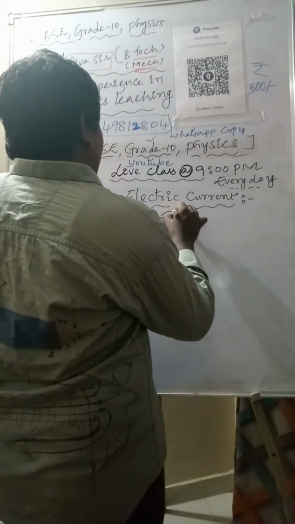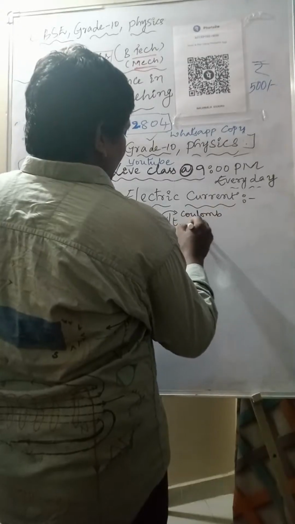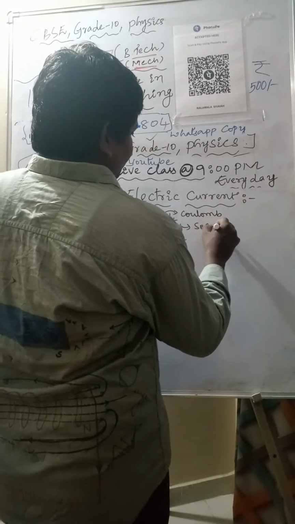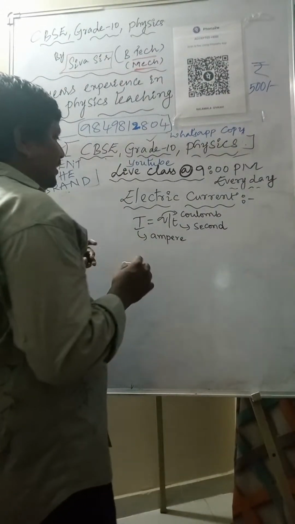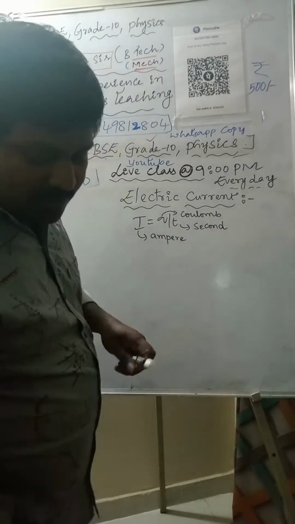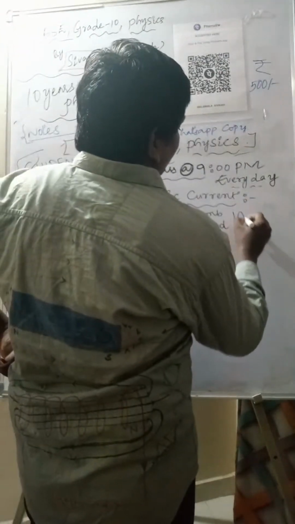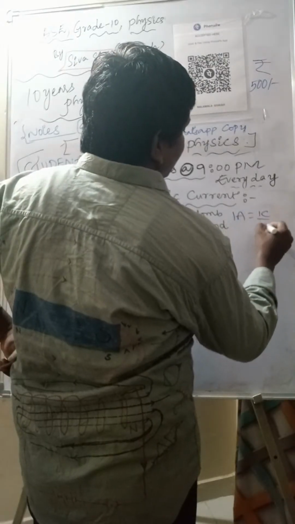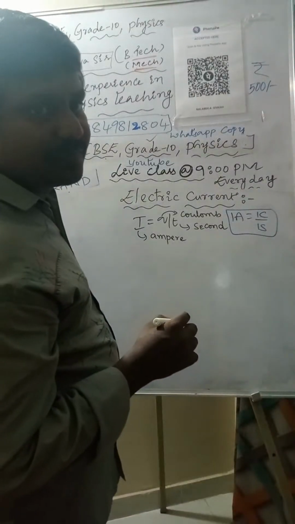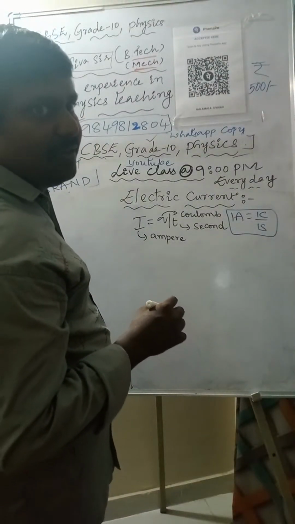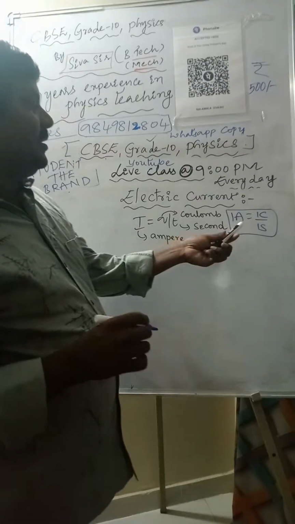The SI unit of charge is coulomb, and the SI unit of time is second. So this is nothing but the rate of flow of charge. 1 ampere equals 1 coulomb per 1 second. So 1 ampere is the SI unit of current.